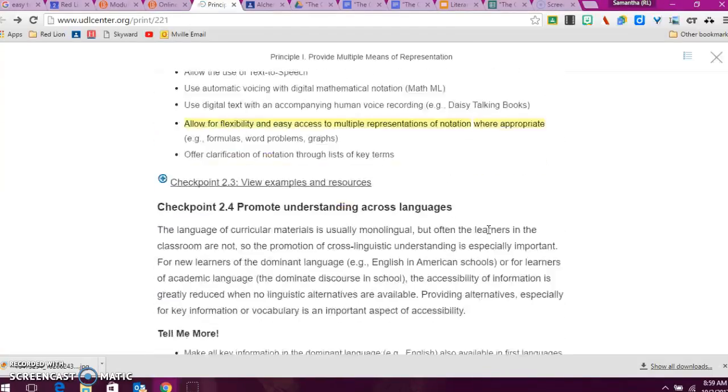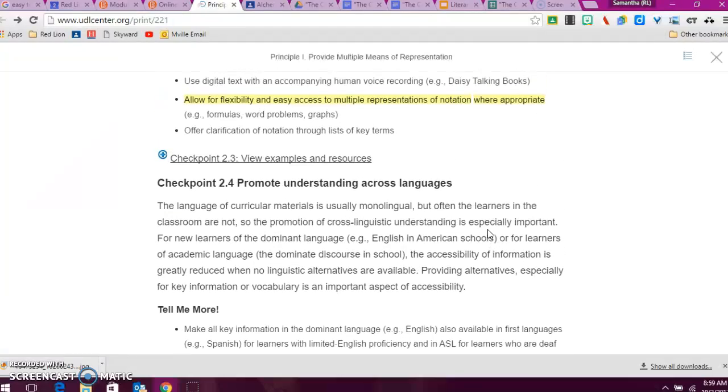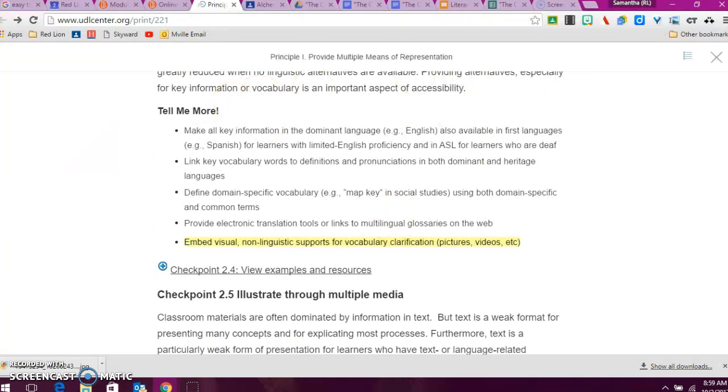So I was glad to see that when I was going through the UDL guidelines, knowing that the graphic organizer idea is definitely re-solidified there. So that was that.